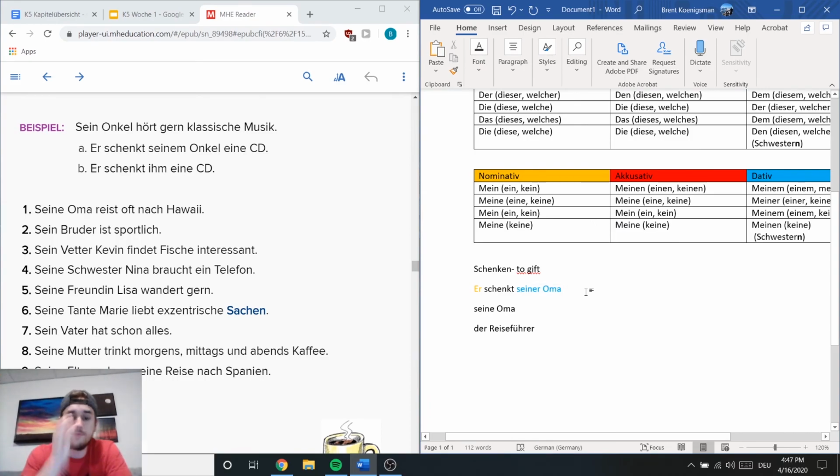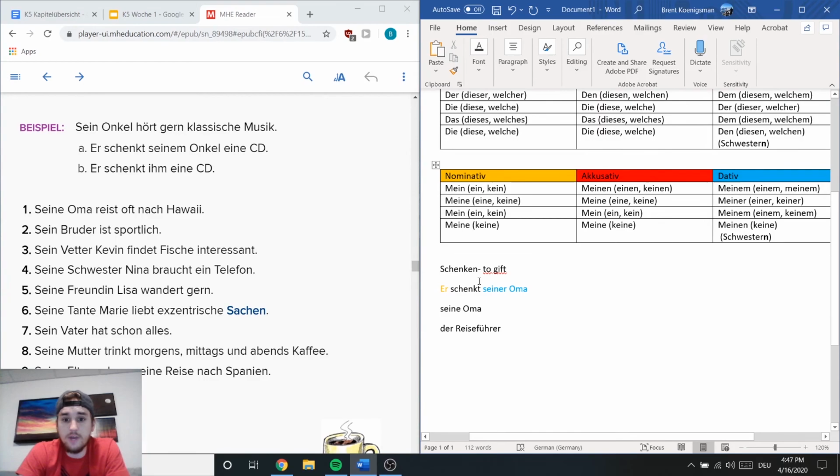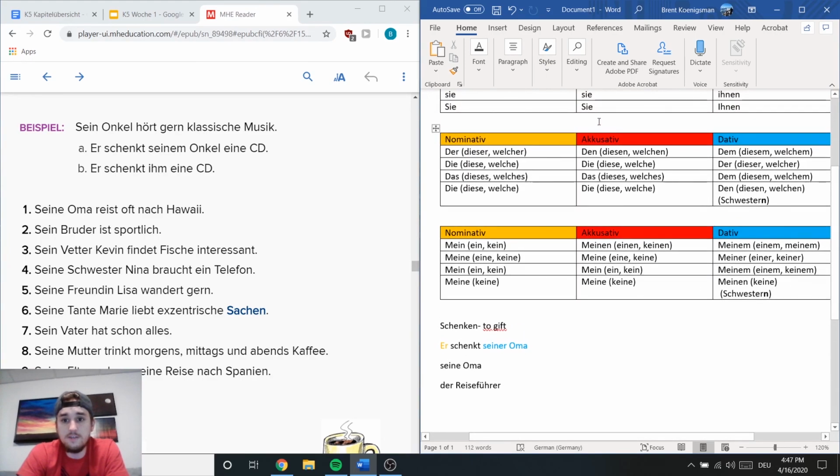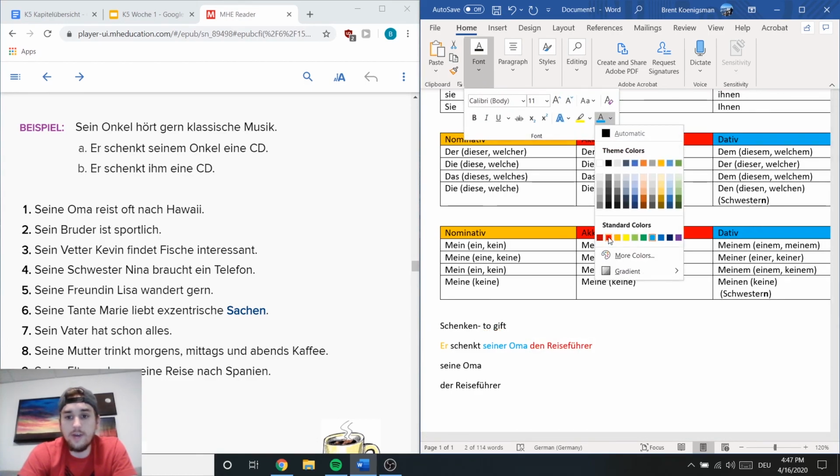Schenkt seiner Oma, and then what does he give her? Der Reiseführer, right? This is the thing we're giving, the thing we're buying, we're packaging, and we're giving to someone. So that is Accusative. So schenkt seiner Oma, and then we've got the direct object here in the Accusative, and it's der, den, yeah? Den Reiseführer. And we'll change this to our accusative color here, red.